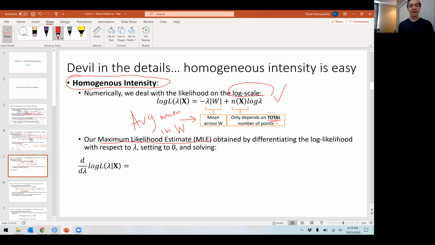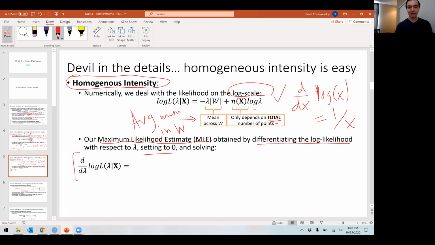To get our maximum likelihood estimate, we're going to differentiate that. We're going to take a derivative, guys. Yeah, this is the derivative of our log likelihood with respect to lambda, the parameter we're trying to estimate. We're going to set that equal to 0. We're going to solve. So the only trick is remembering how to take the derivative of a log, the derivative in general of log of x is 1 over x.